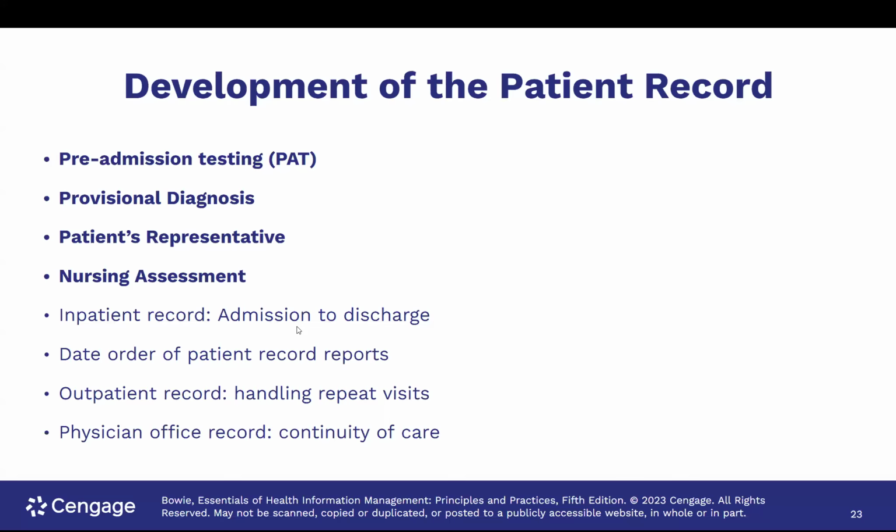Now we get into how we develop a patient record, admission to discharge, right? And again, the individual chart order will vary based on the electronic health record vendor. And in a paper chart world, it will vary based on the organization's preference.